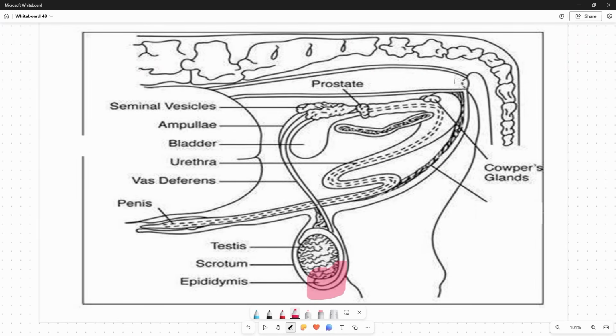Right, and then the sperm cells, after being produced, move upwards to the next organ, which we call the epididymis. So in the epididymis here, it's where the sperm cells are going to be temporarily stored until they mature. And then after that, they are going to move upwards through the vas deferens up here. So they are being now transported from the epididymis into the urethra.